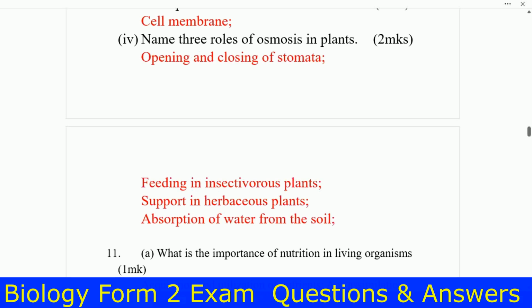So the role of osmosis in plants is opening and closing of stomata. Number 2, feeding in insectivorous plants. Next, support in herbaceous plants, and then the last one, absorption of water from the soil.